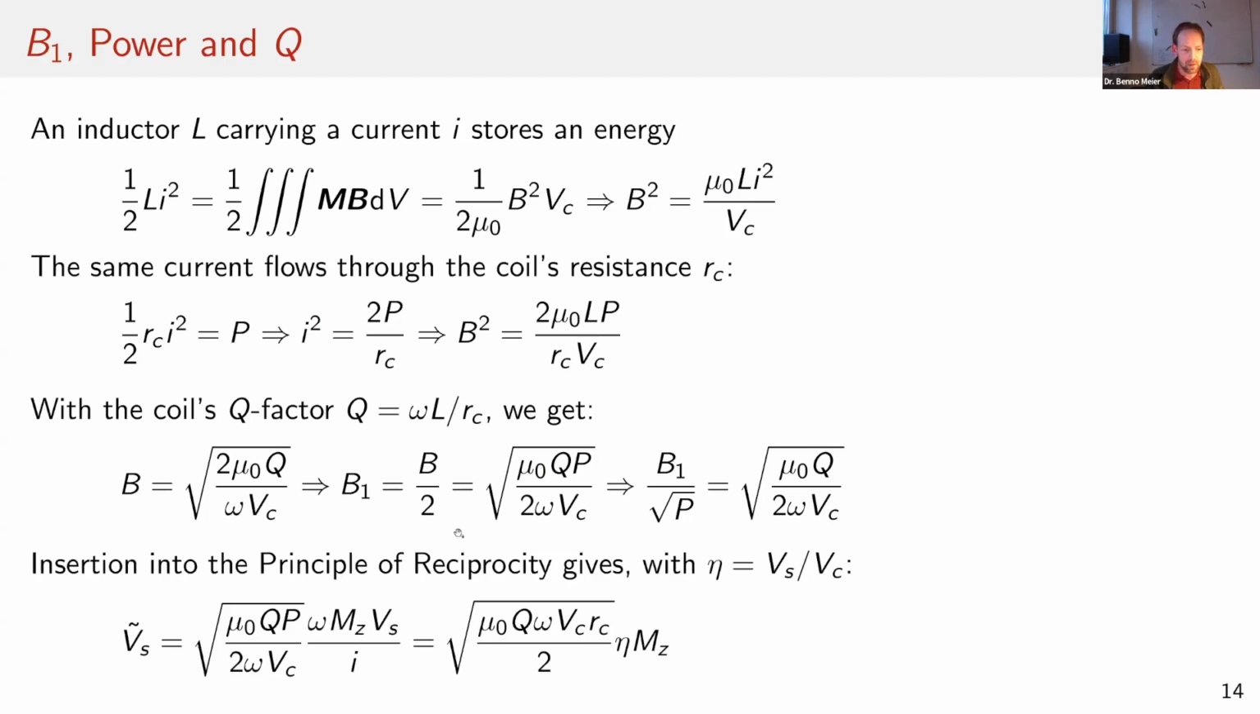Okay. Now, if we insert this expression for B1 into the principle of reciprocity, then we get this expression here. So we see that our signal voltage scales like that. And I've also introduced here eta, what's called the filling factor. That's the ratio of the sample volume and the coil volume. So the coil is always bigger than the sample, right? Because it's wrapped around the sample. And it can be a tight wrap, or for example, if it's a solenoid, you have a good filling factor.